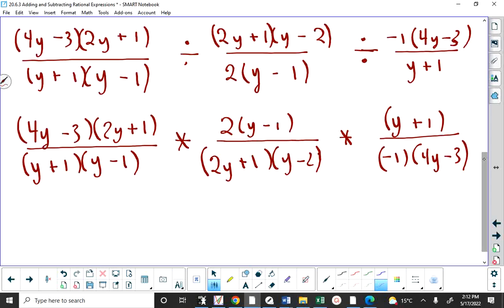So now we go on a hunt for things we can factor. I did see a 4y minus 3 on the top and the bottom. I know there was another y plus 1. I have a y minus 1. I have a 2y plus 1. Man, not much survives, eh? I get a 2 on the top and a negative 1 on the bottom with a y minus 2 on the bottom.